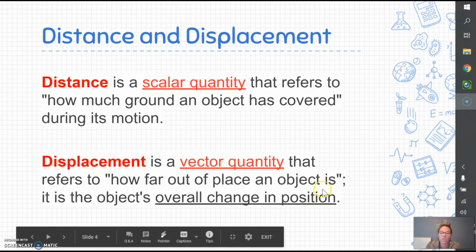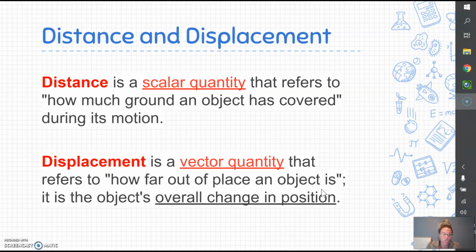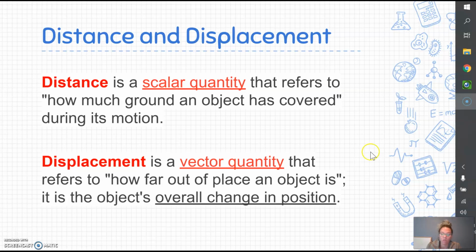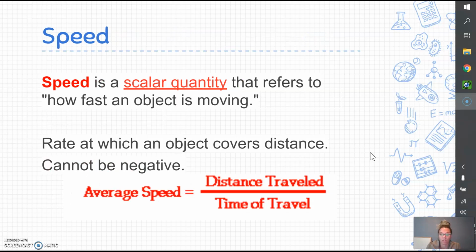And then we talked about distance and displacement. We said distance is a scalar quantity, and it's how much ground an object has covered. It's the total distance or total length that it's moved during its motion. And displacement is the overall change in position. So it can move left, it can move right, but how far away from its starting position is it? Displacement is a vector quantity that not only has a number, but also a direction. And that would be the big difference.